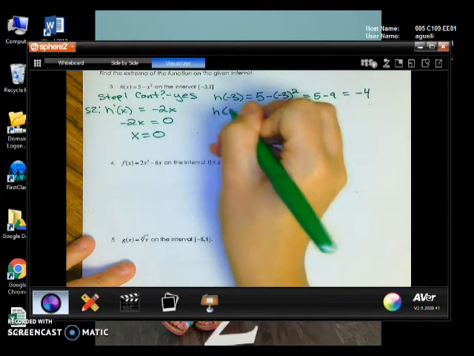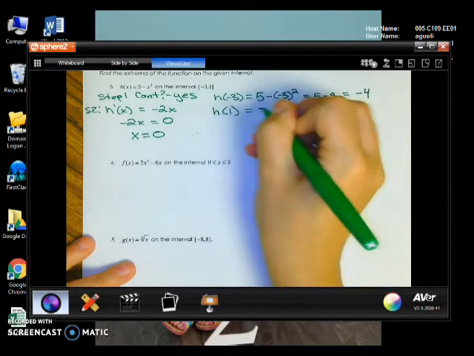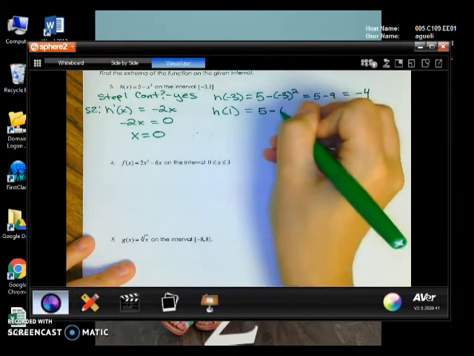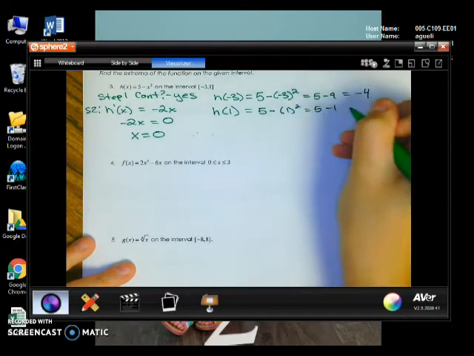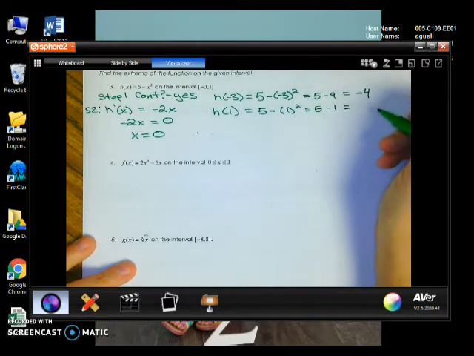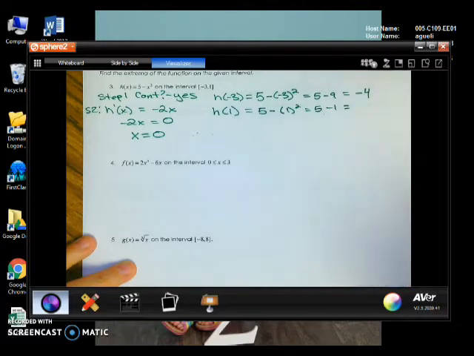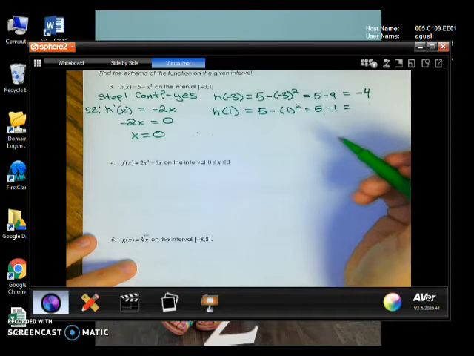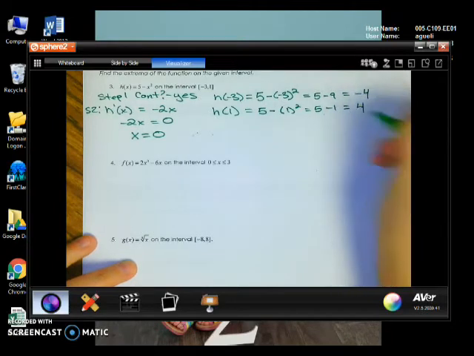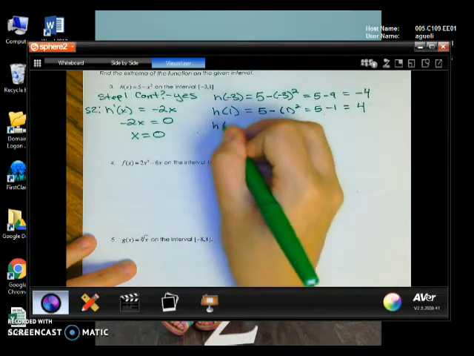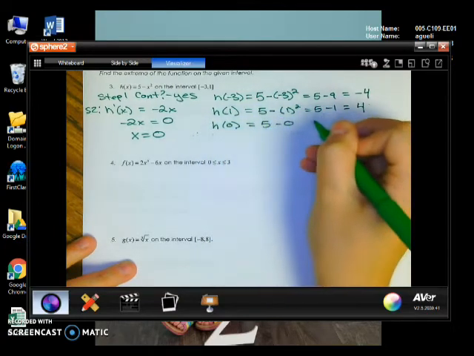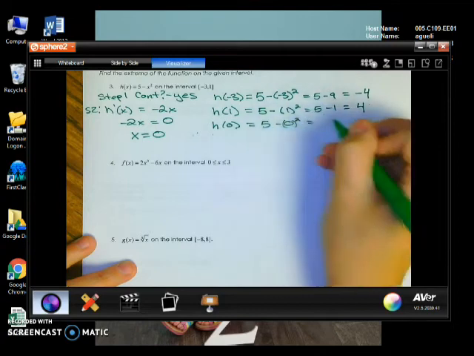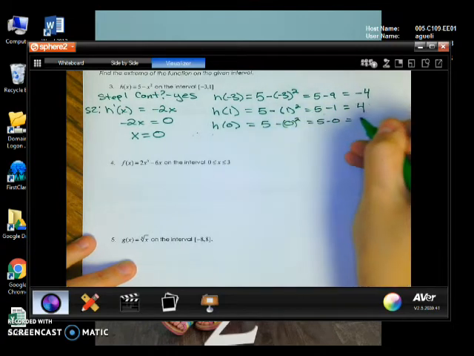And then I always plug in my endpoints first just so that I don't forget them, but it doesn't really matter. So let's see, 1 squared is 1, so 5 minus 1, that's going to give me a positive, oh, sorry. Yeah, that'll give me a positive 4 there. And then I plug in 0. That was my critical value. So 0 squared is still 0, right? But it'll be 5 minus 0 is 5.